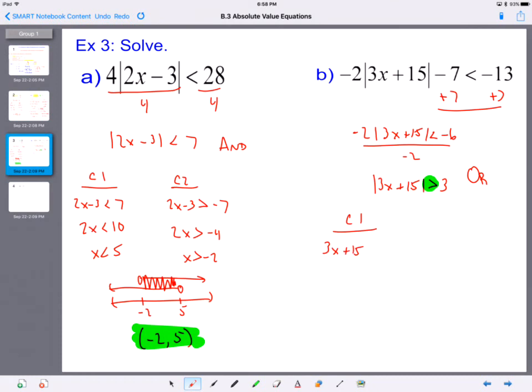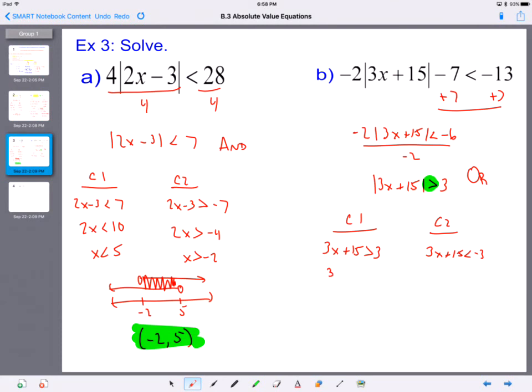3x plus 15. Once again, we want values that are greater than 3. But we also want values that are less than negative 3. And it doesn't matter which one you do first. They're just two different inequalities; we want values beyond 3 and negative 3.